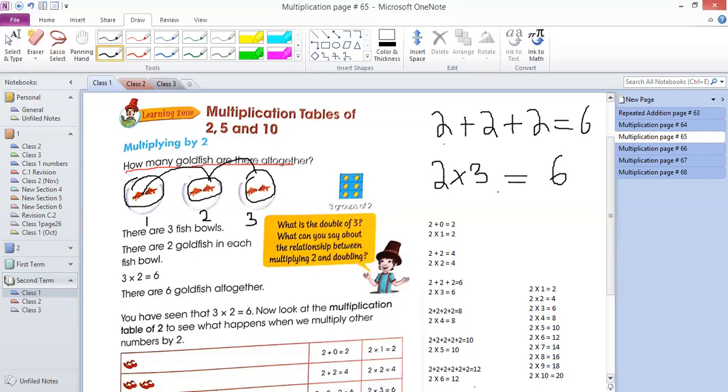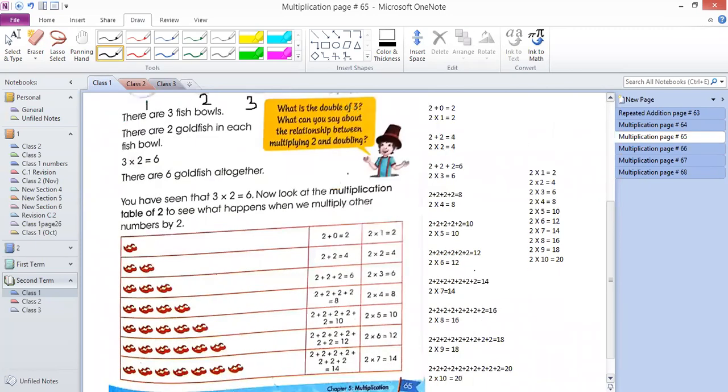So multiplication makes our solution easier and in a very quick way, even in seconds, we can answer that 2 times 3 equals 6. So there are 3 fish bowls and there are 2 goldfishes in each fish bowl. So total fishes are 6.